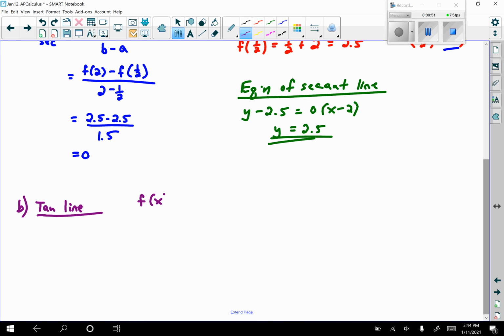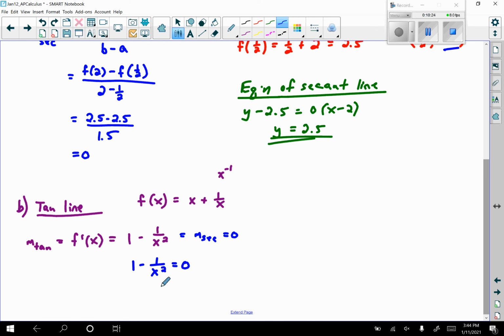So remember, f of x is equal to x plus 1 over x. So the slope of our tangent line, which is f prime of x, is going to equal 1. Remember, this is x to the negative first, so then this is going to become minus 1 over x squared. And we need this to be 0, so this needs to equal the slope of the secant line, or 0. So we'll set 1 minus 1 over x squared equal to 0, which is 1 is equal to 1 over x squared.